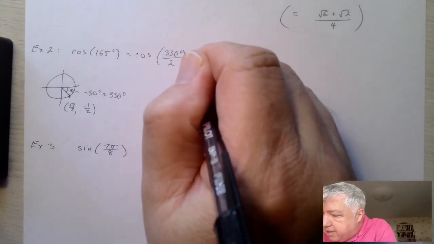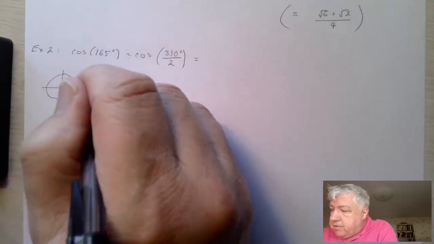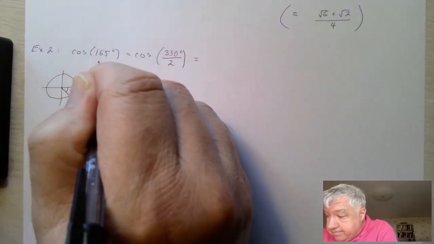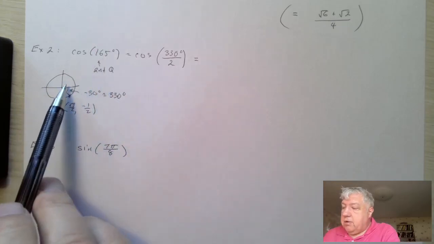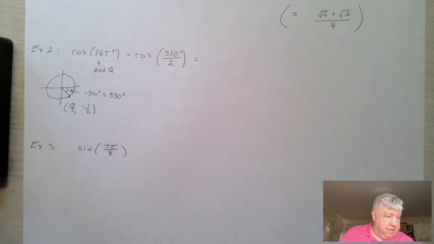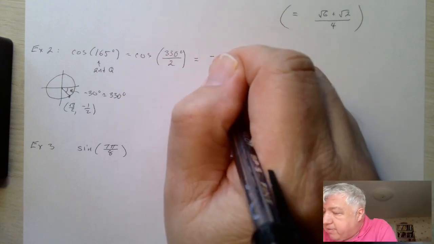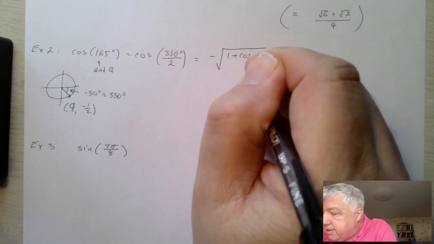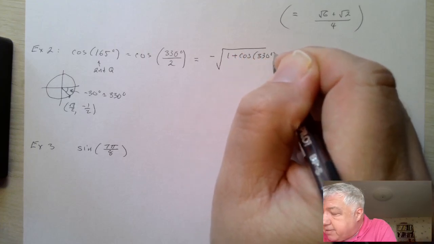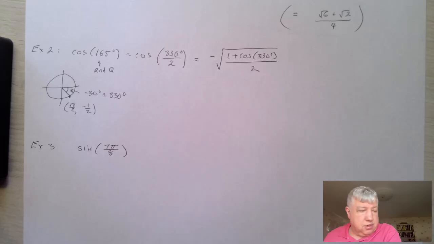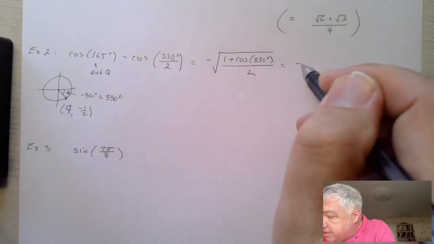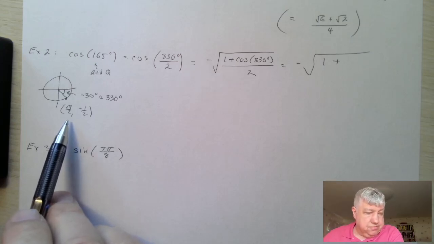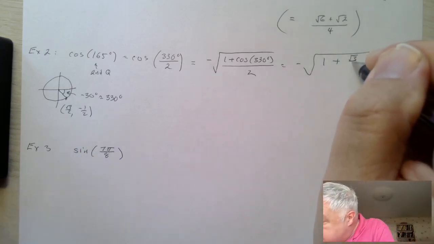So this is going to be, now, 165, however, this is in the second quadrant. Okay. And so the cosine is going to be negative there. So that's why we'll use the minus, and then we'll have 1 plus the cosine of 330 degrees over 2. And this will be minus the square root of 1 plus square root 3 over 2, over 2.